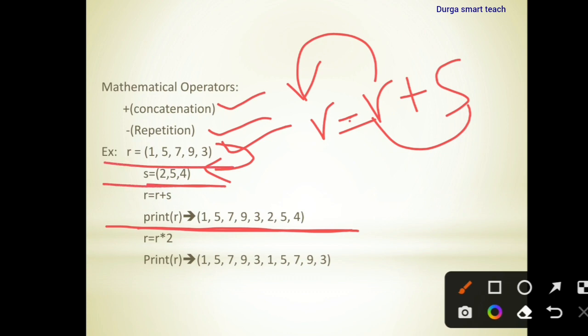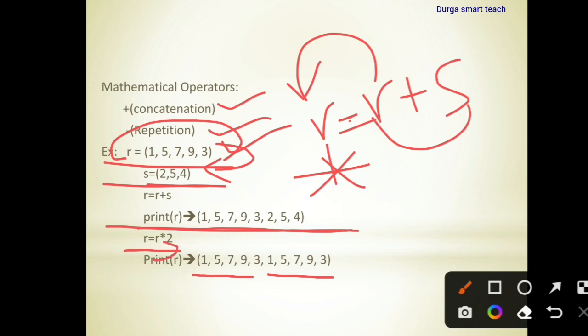The next one is R is equal to R into 2. Here the R value contains 1, 5, 7, 9, 3. The into operator is used for repetition. It will repeat 2 times: 1, 5, 7, 9, 3 and again 1, 5, 7, 9, 3. If you put 3, it will repeat one more time. So into means repetition.